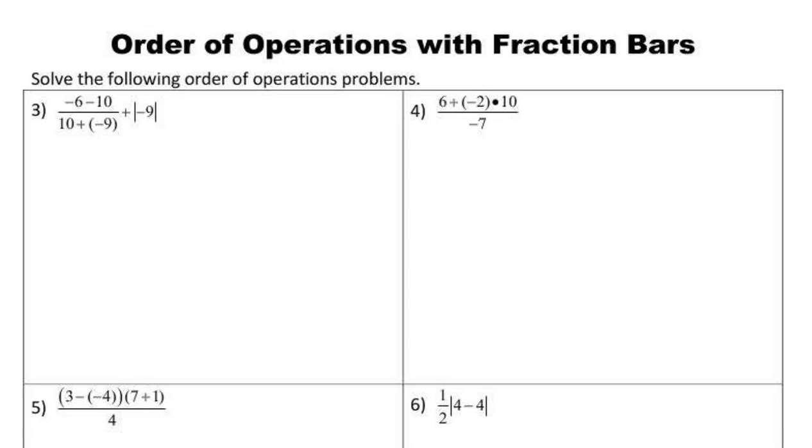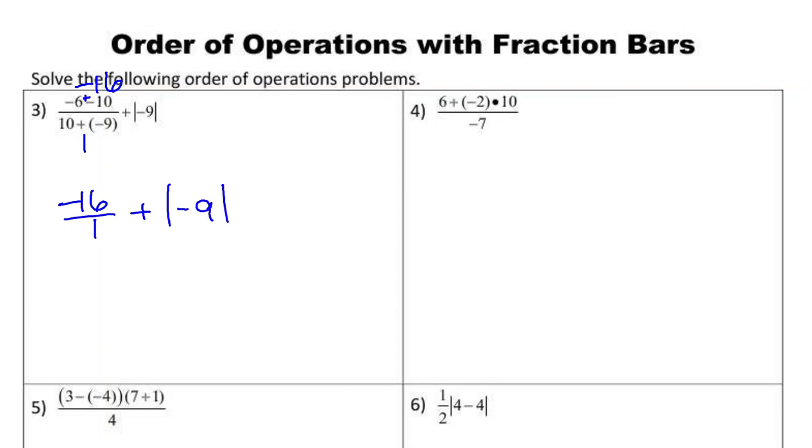So if we look at this problem, I have negative 6 minus 10. Negative 6 minus 10, remember they have the same sign, simply add. So that's going to be negative 16. And then I have 10 plus negative 9. They have different signs, find the difference. So that's 1. So I have negative 16 over 1 plus absolute value of negative 9.